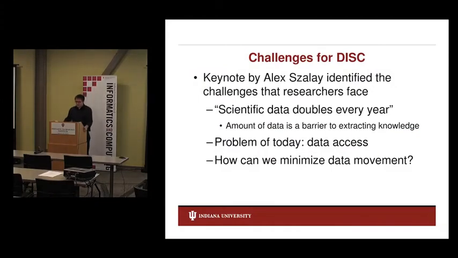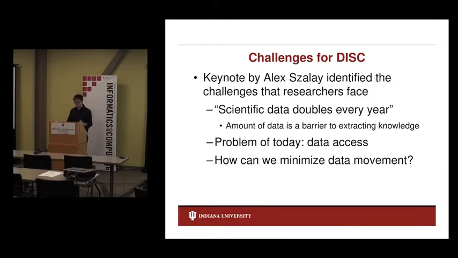I thought Alex Szalay did a good job identifying some key challenges for data-intensive scientific computing in his keynote this morning. Mainly that scientific data is doubling every year, and higher fidelity and higher speed sensors are increasing the amount of data that you need to work with. In fact, the amount of data is becoming a barrier to extracting knowledge from the data itself. He identified at the end of his talk that the problem of today is data access. So one of the questions we can ask ourselves is how can we minimize data movement?